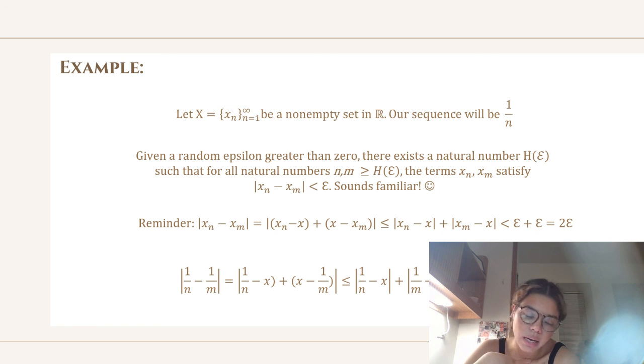So we'll have the absolute value of 1 over n minus 1 over m equals the absolute value of 1 over n minus x plus x minus 1 over m, less than or equal to the absolute value of 1 over n minus x plus the absolute value of 1 over m minus x, being less than epsilon plus epsilon, which equals 2 epsilon. So that concludes our proof, and thank you for your time.